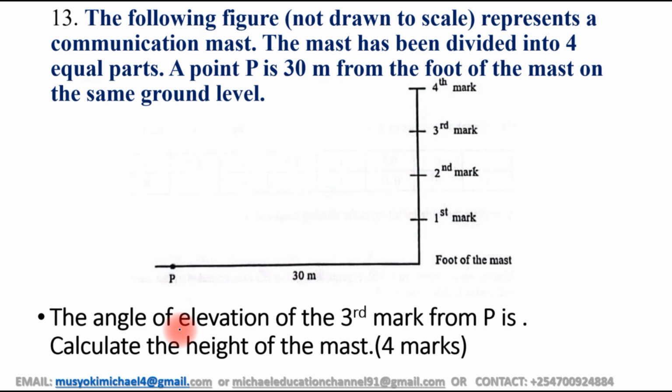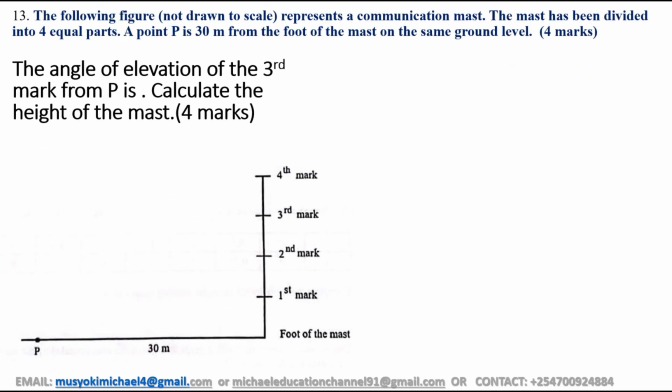The angle of elevation of the third mark from P is 30. The angle of elevation of the top of the mast is actually 50 degrees. Calculate the height of the mast. So the angle of elevation of the mast from P is 50 degrees. We need to calculate the height of the mast.